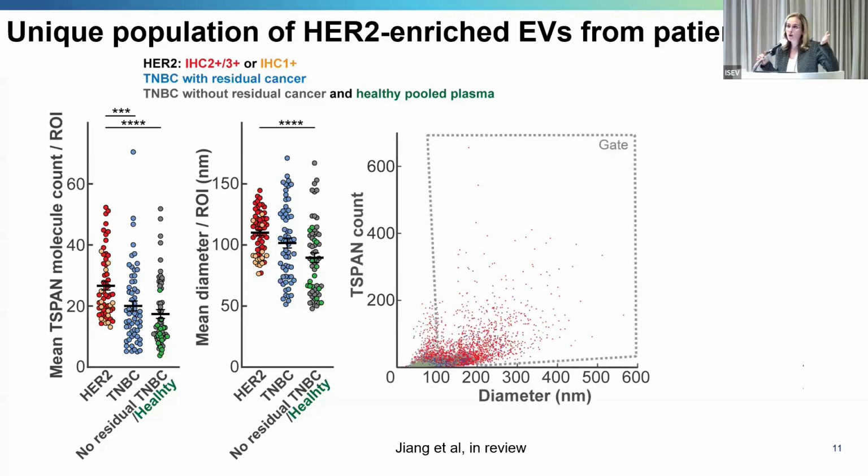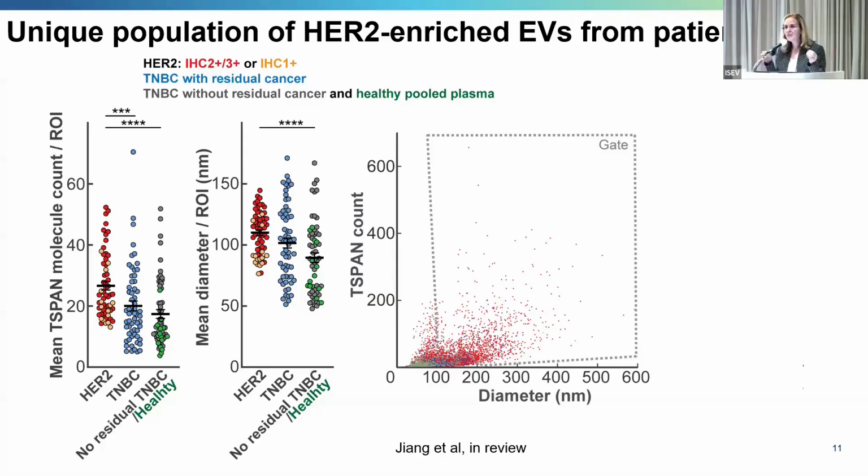So we know that the tetraspanin content is different. We know that the size is different. So we don't only care whether those EVs are positive for HER2, but we care about their properties. So we generated this 2D histogram. Each dot on this histogram is an EV, and for each EV, we will give you the number of detected tetraspanins and size, and we'll gate them.